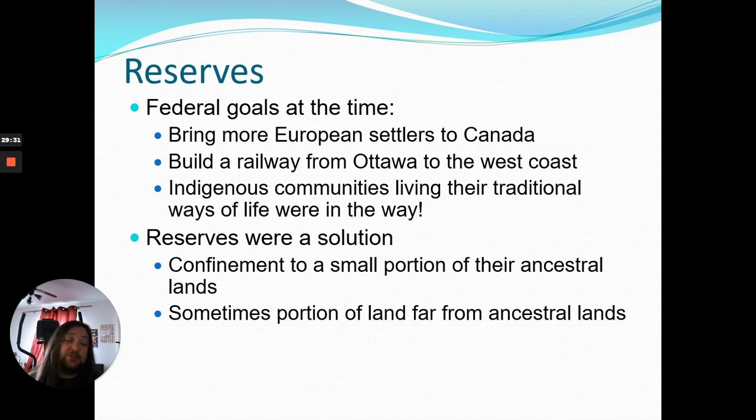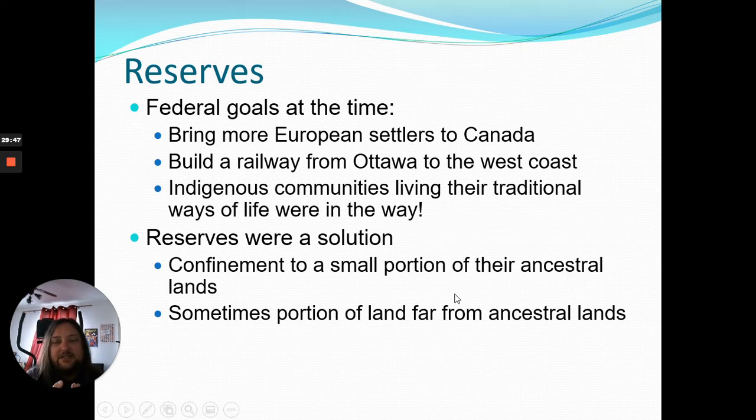Sometimes the portions of land used for reserves were actually not even on people's ancestral lands. So if these were lands that the federal government thought would be great for farming, they would just move them somewhere far from their actual ancestral lands.